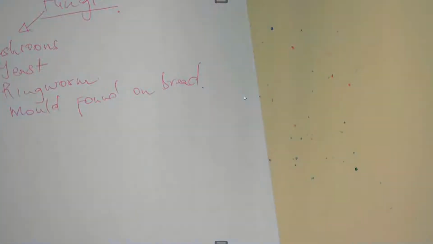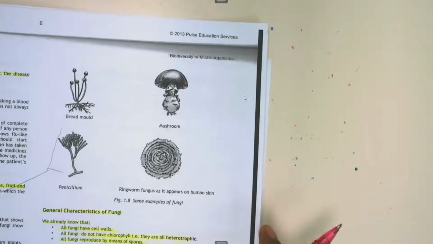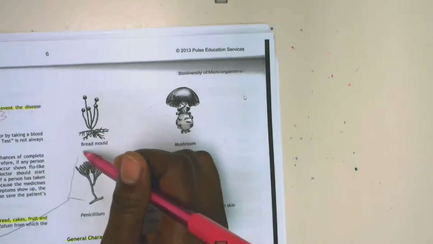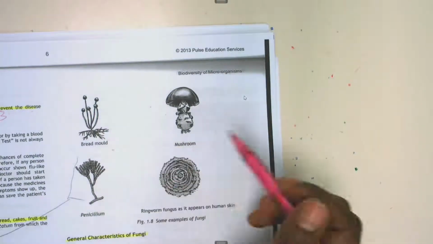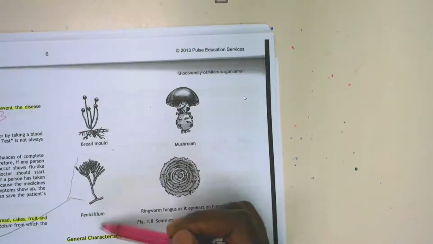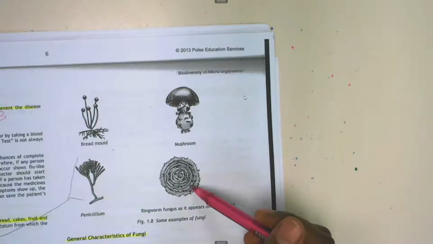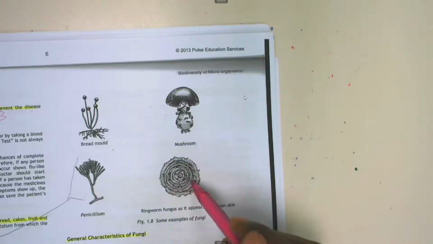And then another thing that you have to know, fungi are not similar in appearance. They are totally different in appearance. So one example of the fungi is the bread mold. And then we also have the mushroom, and then penicillium, and the last one is the ringworm. So ringworm looks like this.